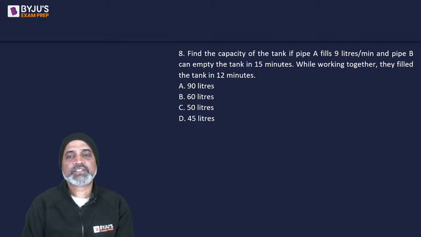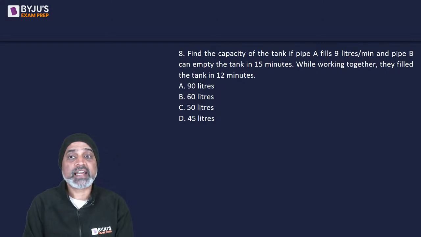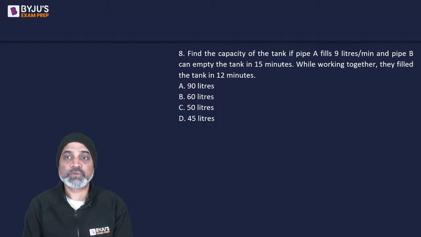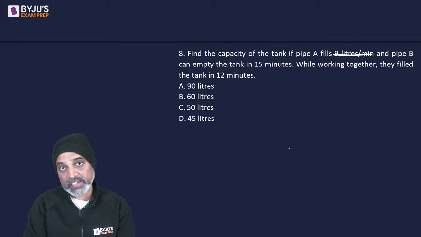Okay, next. Find the capacity of the tank if pipe A fills at 9 liters per minute and pipe B can empty the tank in 15 minutes. And while working together, they fill the tank in 12 minutes. So right now, I am not going to look at this particular rate of filling.